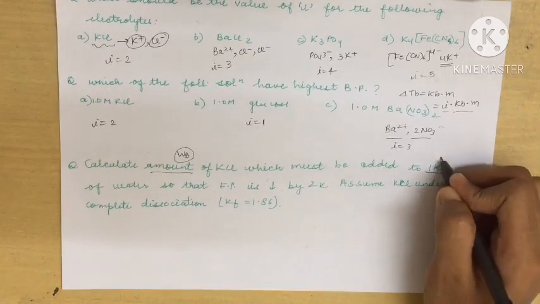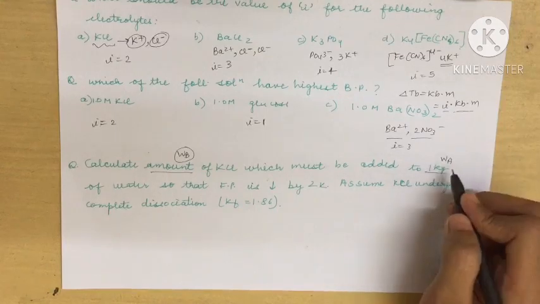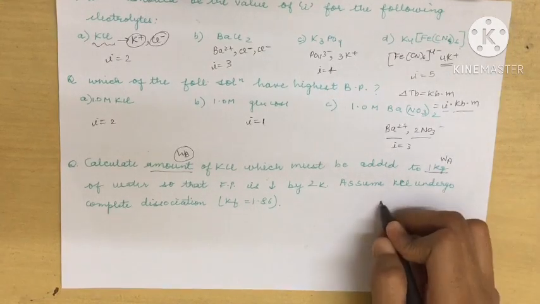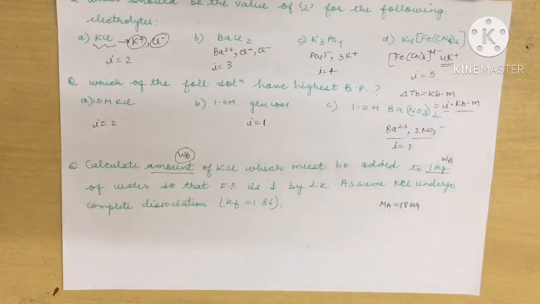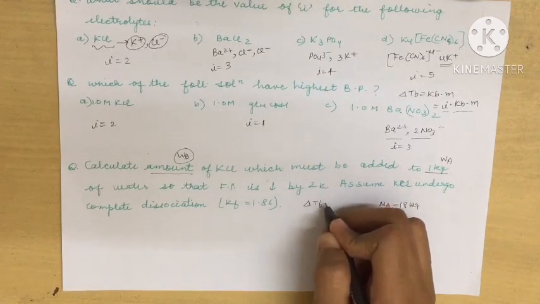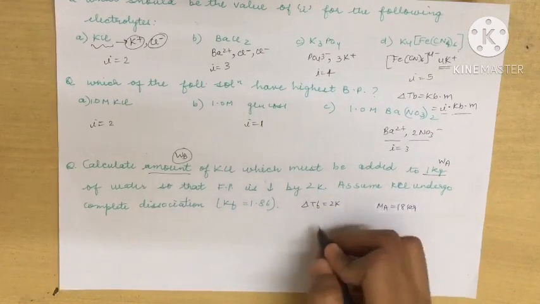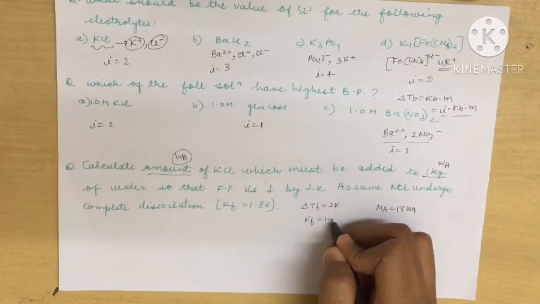This is WA, the given mass of solvent, 1 kg. And now we are decreasing the freezing point by 2 Kelvin. What is the value of delta Tf? Delta Tf will be equal to 2 Kelvin. And then there is Kf only. Kf is given as 1.86.